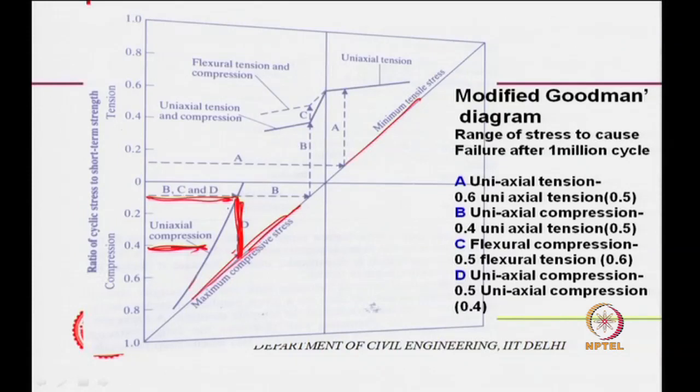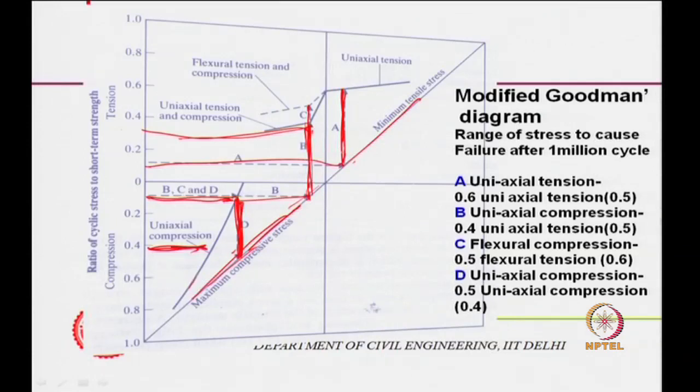So, failure would occur at 10 to the power 6 cycles, and if you are applying, let us say, tensile stresses, you can go up to 20% of the tensile strength, 30% of the tensile strength, and reversal can occur from 10% of the compression to 30% of the tensile. This is uniaxial tension and compression, this is in flexure, and if you are doing purely tensile, then at 10% of the tensile load, you can go up to this and come back.